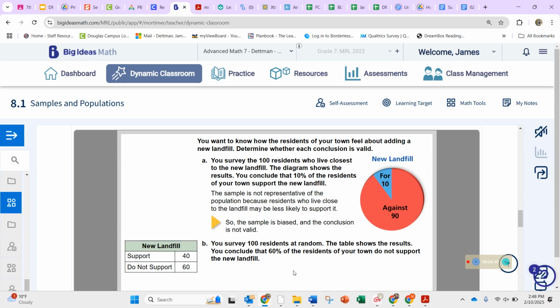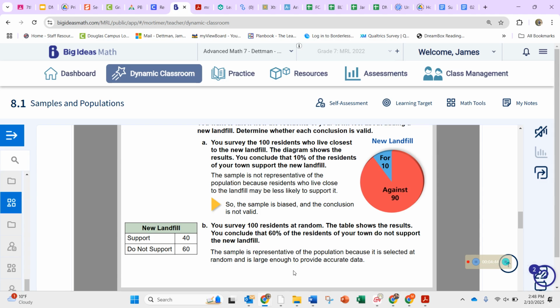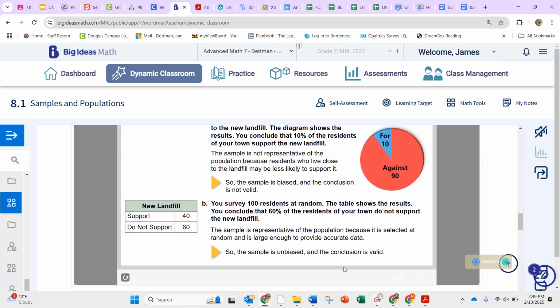What do you think? Do you think this one's a good sample size? It's a good one of the population, representative of the population, because it is selected at random and is large enough to provide accurate data. So that one is good enough. So that one's unbiased. So you would want to choose B, not A for that one.